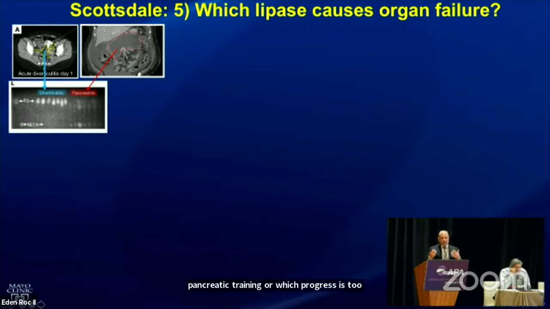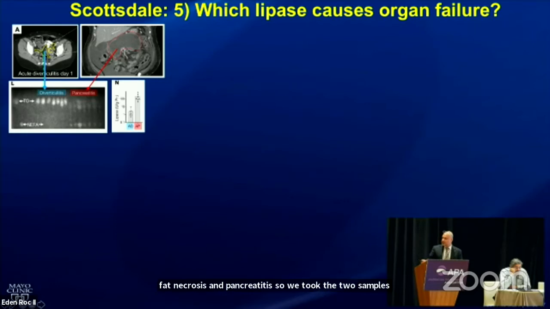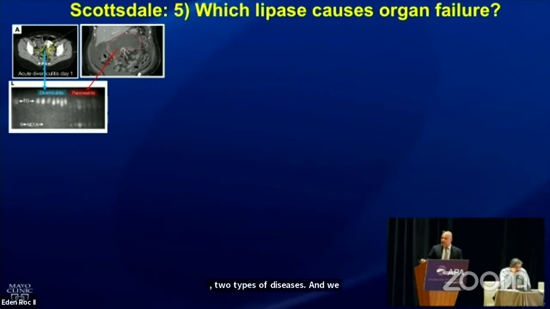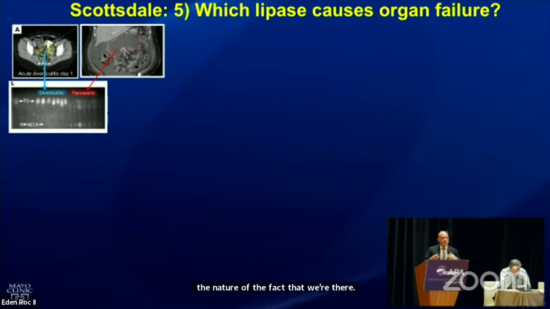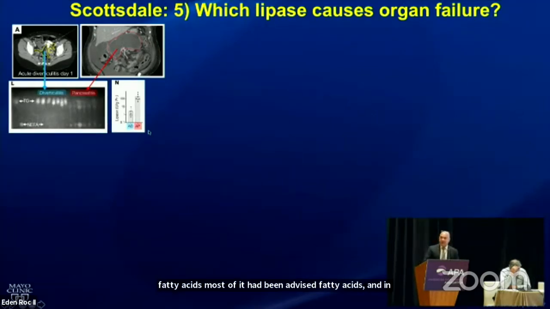So we took the two types of diseases, and we measured, on a simple TLC, the nature of the fat over there. So diverticulitis was mostly triglyceride, but in pancreatitis, most of it had been hydrolyzed to fatty acids. And in pancreatitis, there was about 100-fold higher lipase in that pancreatic necrosis collection compared to what we saw in diverticulitis.